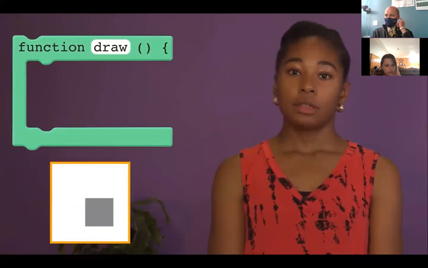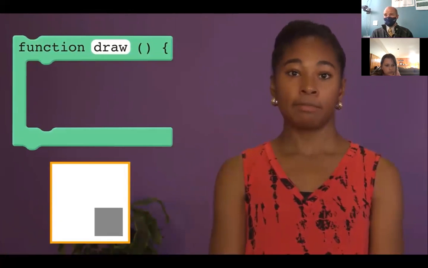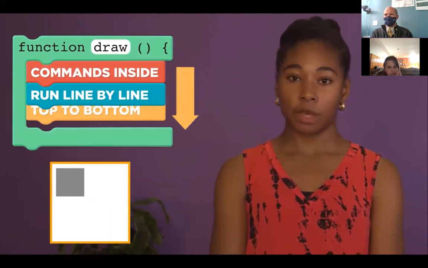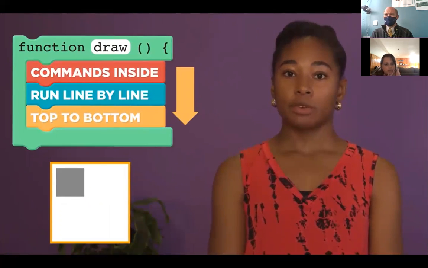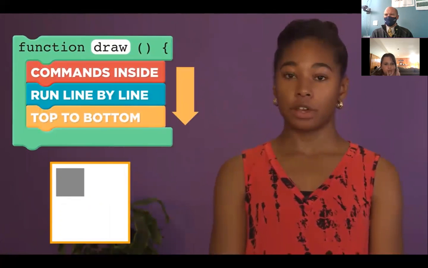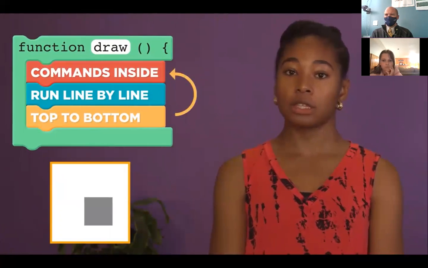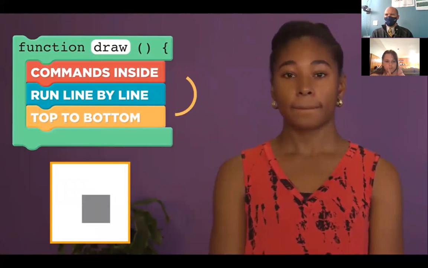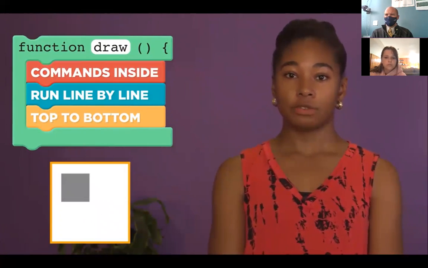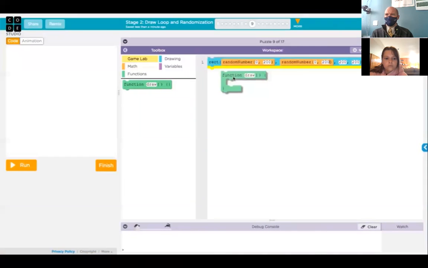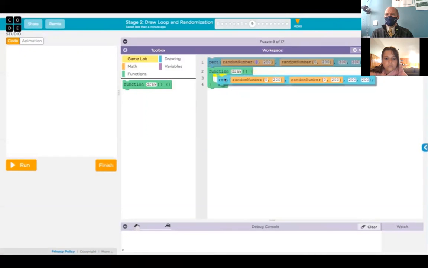In GameLab, we'll do this using the draw function. The draw function is special in GameLab. The commands inside of the draw function are run line by line from top to bottom. But once the computer reaches the end of the commands inside the draw function, it jumps back to the beginning and repeats the commands over and over again, as long as your program is running. Because the code in the draw function repeats in a loop, we'll just refer to this as the draw loop. Let's move our rectangle inside the draw loop and see what happens.